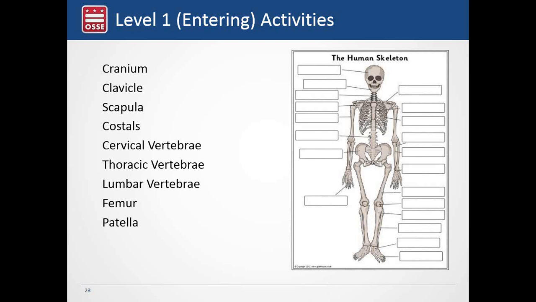And off to the side, there's a word bank. It's not a complete word bank, but for the purposes of the webinar, you can see there's a word bank, and the student has to think about what they know and simply copy the text that belongs where it would go in relation to the human skeleton. So that's appropriate for a student at level 1.